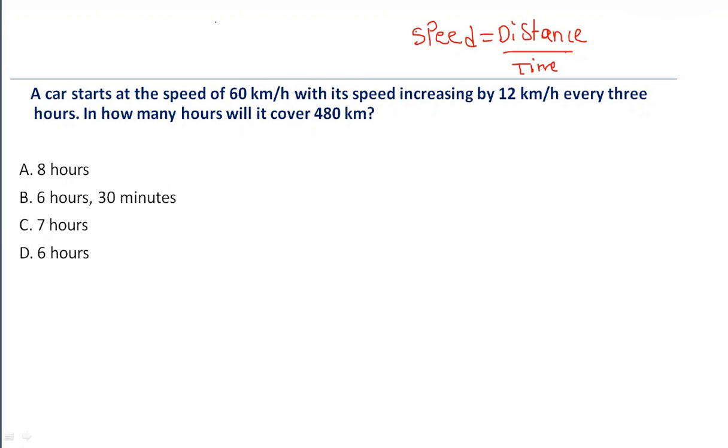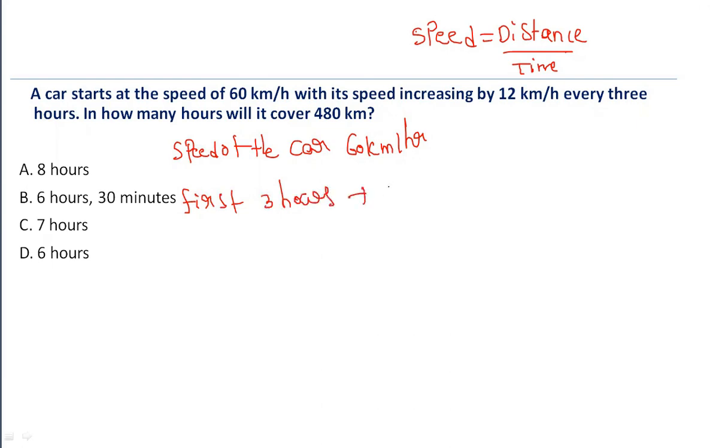Okay, so what is the speed of the car? Speed of the car is equal to 60 km per hour. So write the same thing here. Speed of the car, 60 km per hour. Done. Now with the speed increasing by 12 km for every 3 hours, that means for the first 3 hours the speed is 60 km per hour only, right? So for the first 3 hours, every hour 60 km per hour.